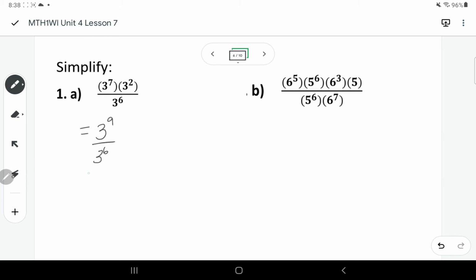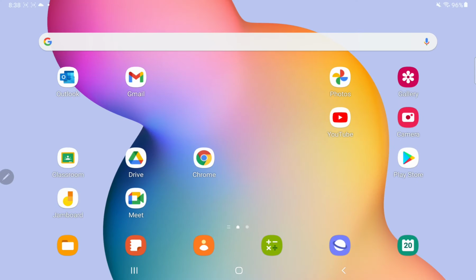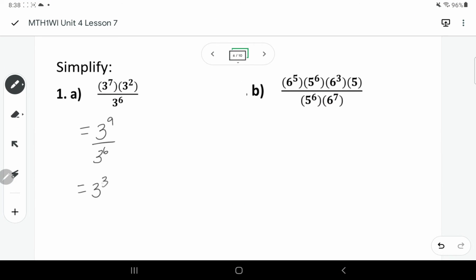Now I'm going to do my division. Again, keep the base the same, and I'll subtract those two exponents. So 9 minus 6 is 3. Now, if this is a reasonably small number in the answer, then you can actually evaluate that. Like if it's huge, if it's like an exponent 12 or something, don't go doing those. But 3 cubed, 3 times 3 times 3, that's pretty reasonable to do. And just evaluate that actually to 27.